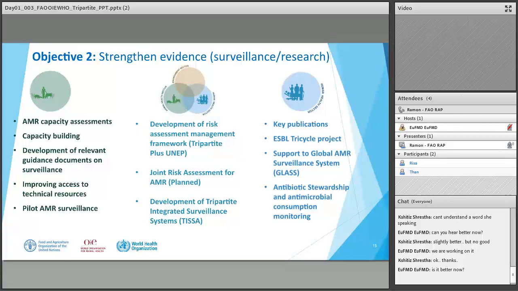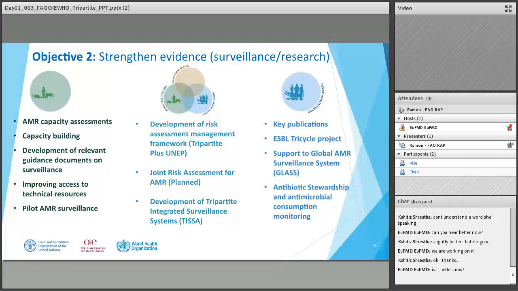Then about the human health sector, you might have heard about Tricycle. I think David will explain later much more about this Tricycle. And also you might have heard about the Global Antimicrobial Surveillance System, GLASS.